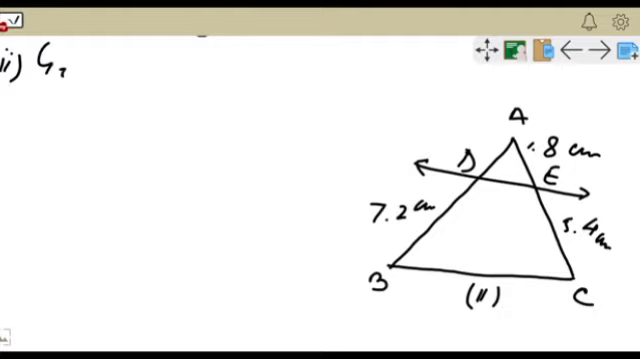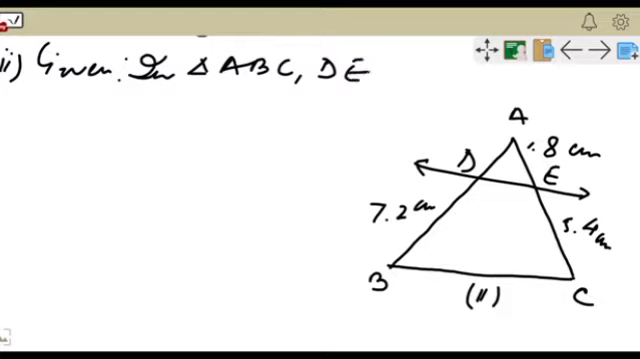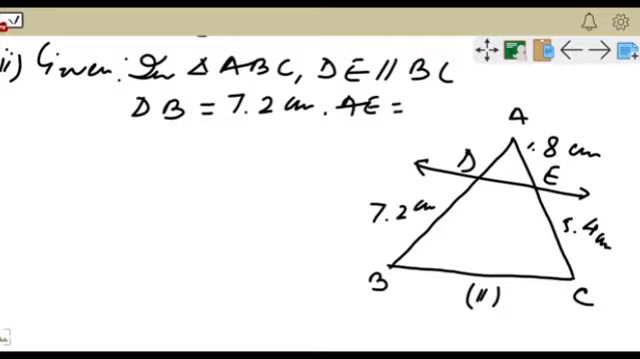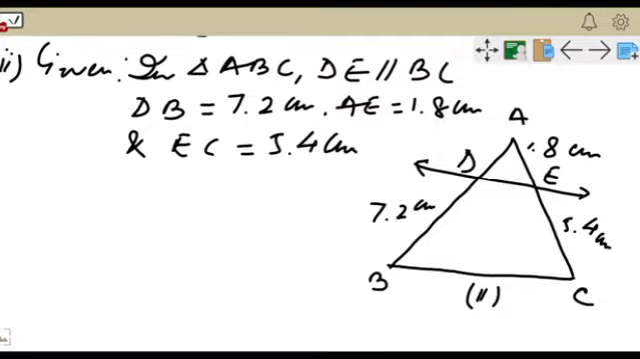We have Roman figure 2. First, I'll write given. What is given here? In triangle ABC, DE is parallel to BC. This is the given. And moreover, I can write here DB is how much? DB is 7.2 centimeter. Next, I can write AE is 1.8 centimeter. And EC is how much? 5.4 centimeter.